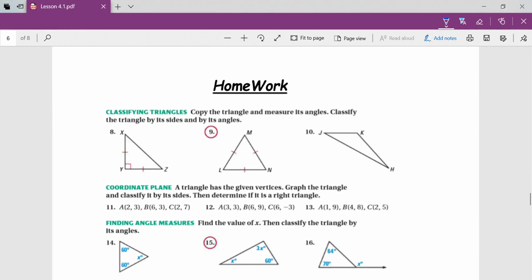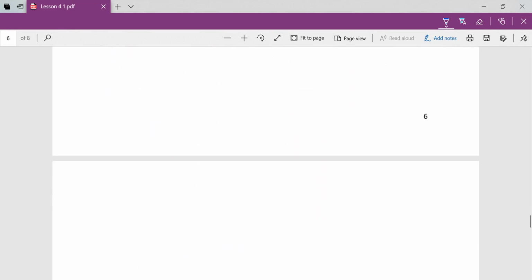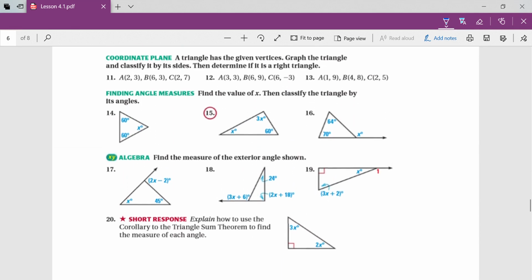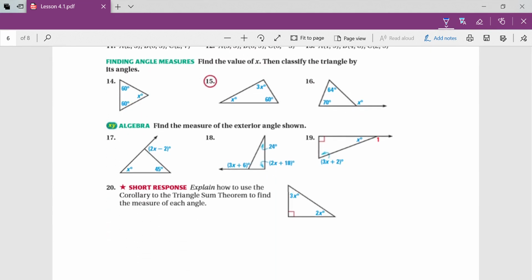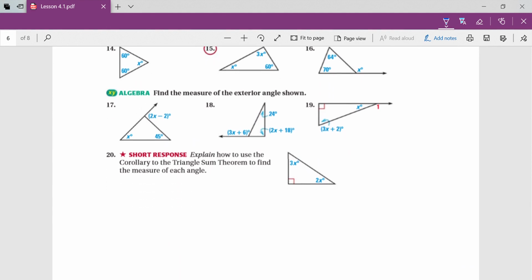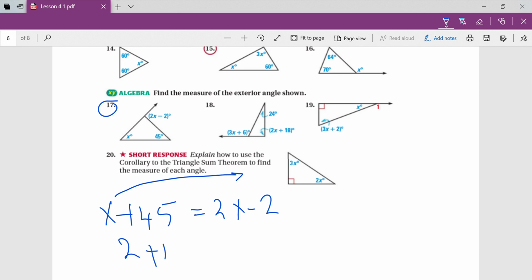Okay, we are going to take another example. Let's take a look at some examples and make them together. This is going to be the review for lesson 4.1. Let's do number 17. You're going to make it x plus 45 equals 2x minus 2, I'm sorry. So we're going to leave the 45 and move the x to the other side. So 2 plus 45 equals 2x minus x.